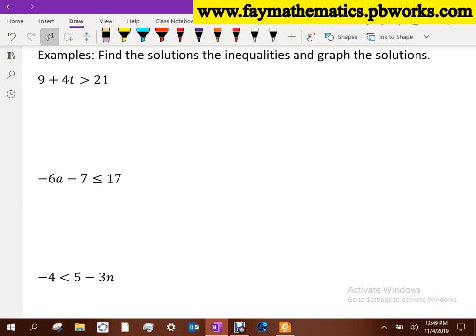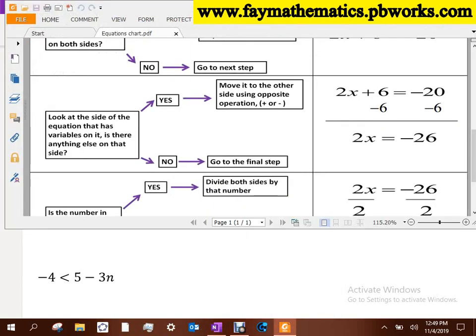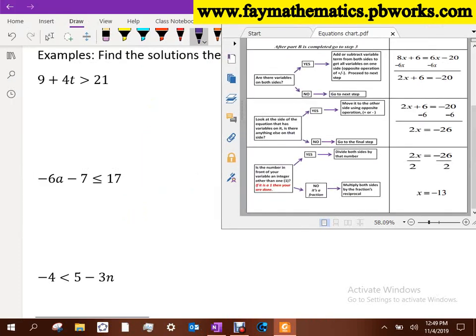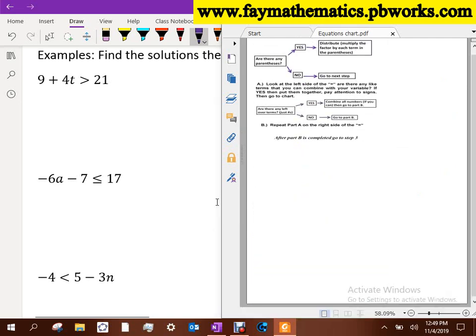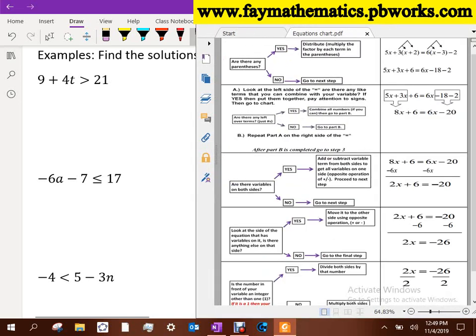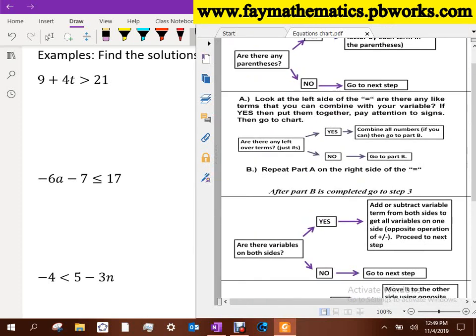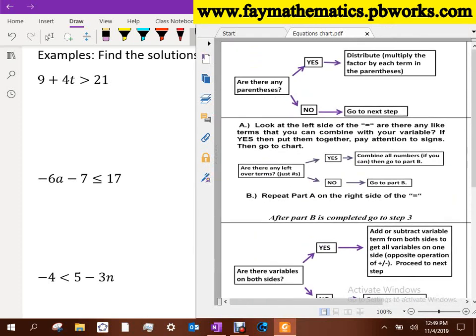So the first thing I'm going to say is, if we go back to this chart, let me put this chart up side by side here, and we'll just look at the left-hand side. I say that you subtract 9. So if I'm using the chart, the chart should allow me to address any type of equation or inequality. It says, are there parentheses? Yes or no? No. So then it says go to next step.